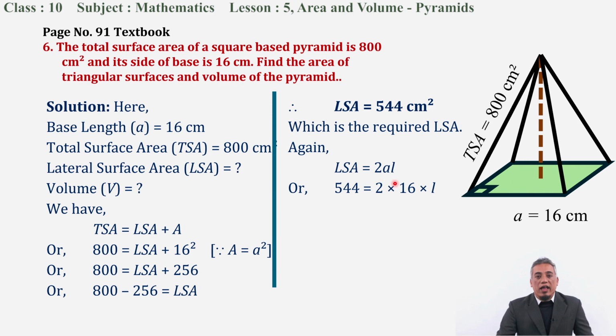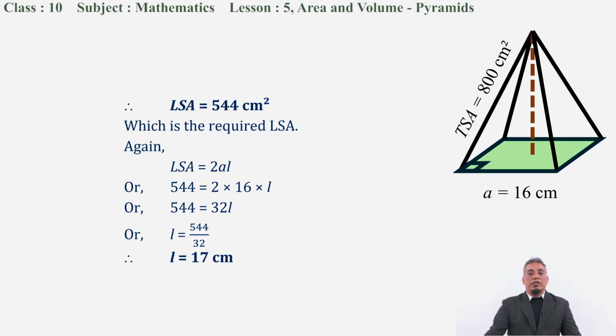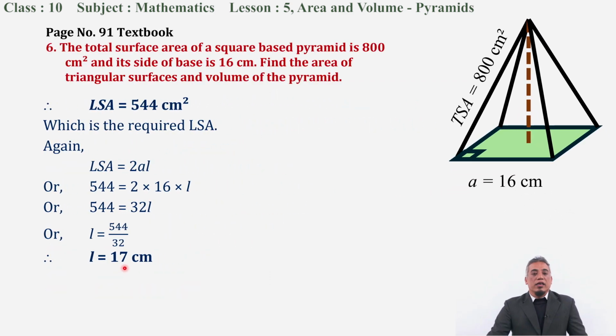LSA equals to 2AL, and LSA is found already 544 times 2, and then A is substituted by 16, L is L again, and when we calculate, 16 is multiplied by 2 and gives 32, and this 32 divides 544. Finally, we get L equals to 17 centimeters. Okay, so this information, L is 17 centimeter, will be used here now.